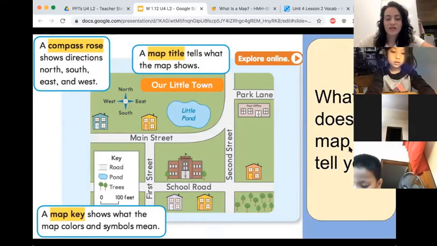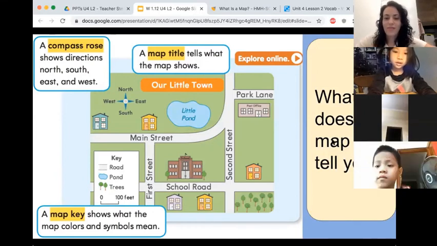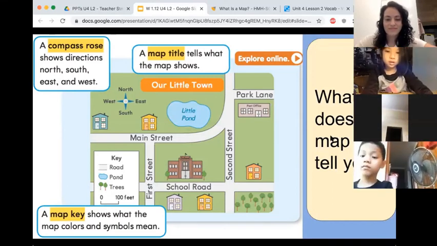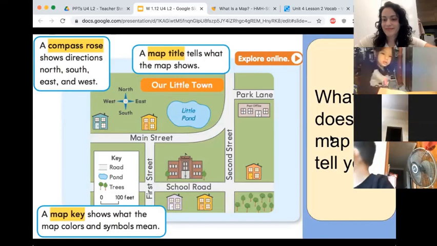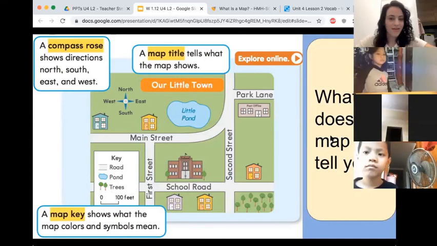Let's give someone else a try then. King Nop, I don't think you've had a turn today. Go ahead. What can you learn from the symbols and things? What does the map key tell you? King Nop? The map key tells the colors and the symbols on the map. Yeah, exactly. What are the things on the map?